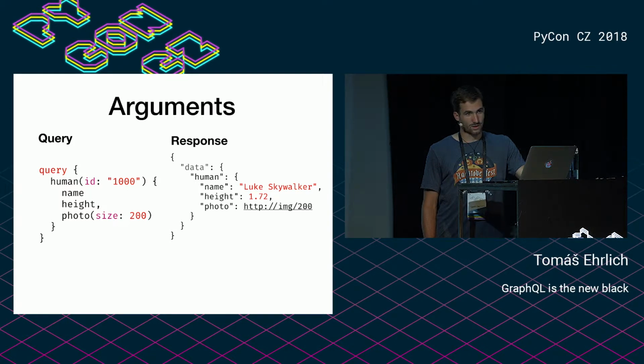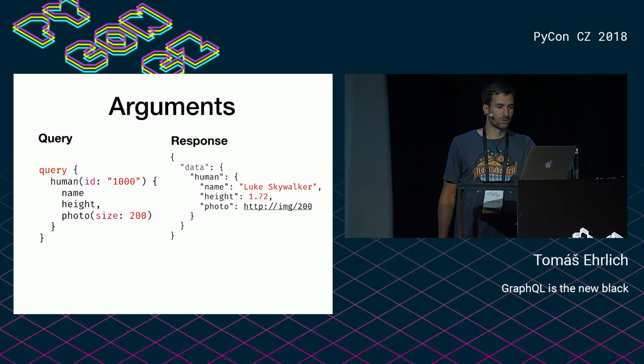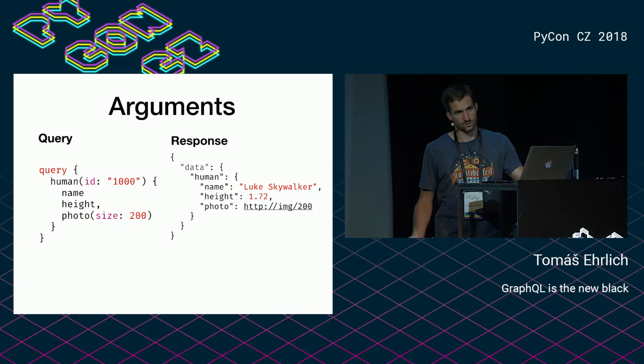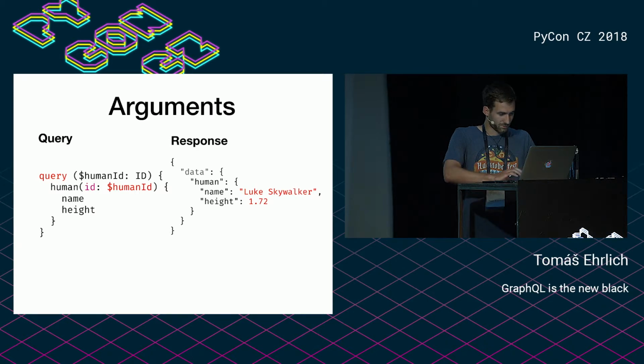But we can also pass arguments to each specific field, and we have more granular control over our data. In this example, we request the photo of a specific size. We can also pass the argument to the root query and make the query reusable. So we can later just pass other values for these variables and get different objects. So I'm going to pause here, and I'm going to show you a little demo.